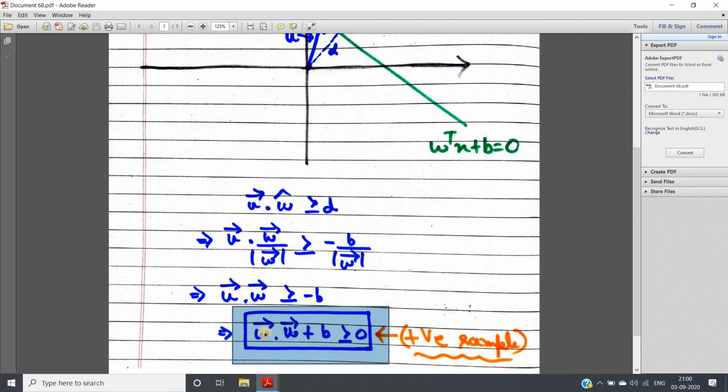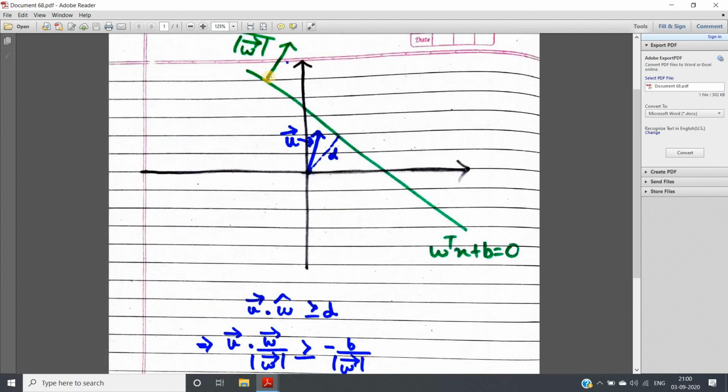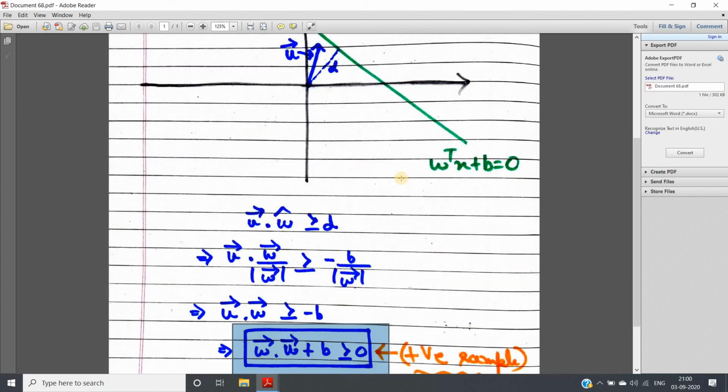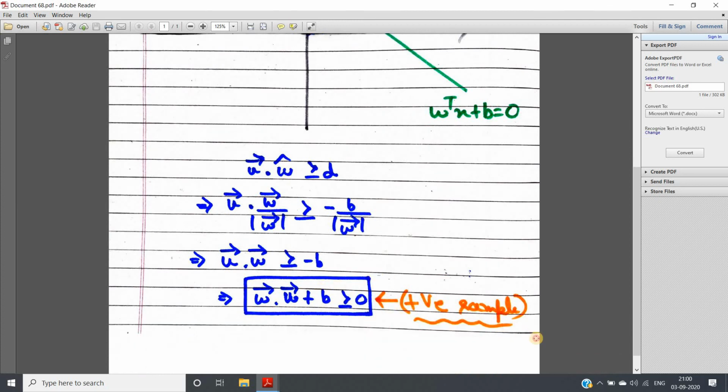So w vector is the vector in the direction of the perpendicular of the linear separator. u vector is the position vector of any random point. b is basically minus c, where c is coming from y equal to mx plus c. If the expression is greater than or equal to 0, then we consider it a positive sample, else it is considered a negative sample. So this is the decision rule in terms of vector representation. I hope this concept is clear to you.